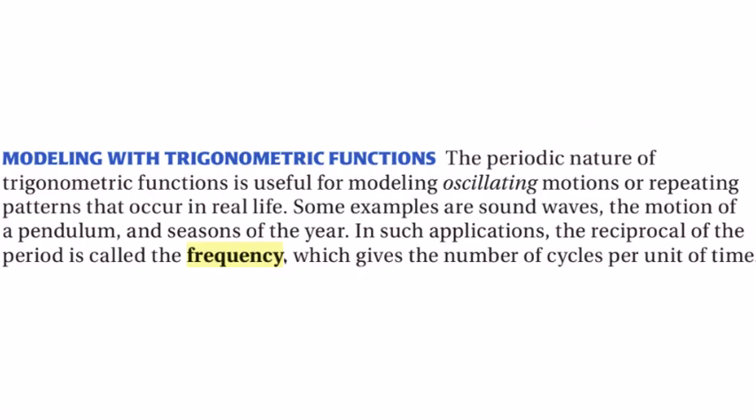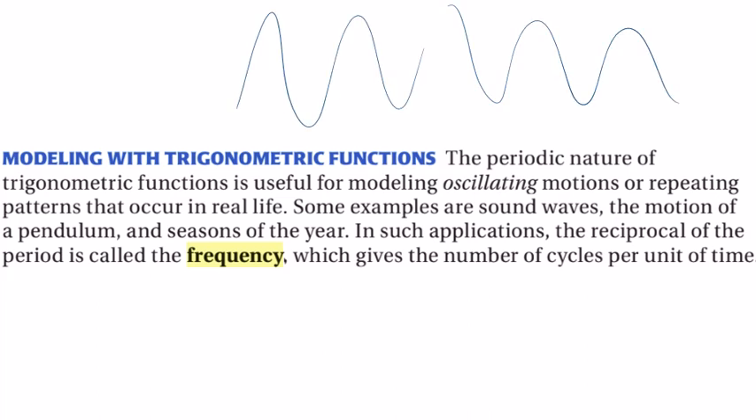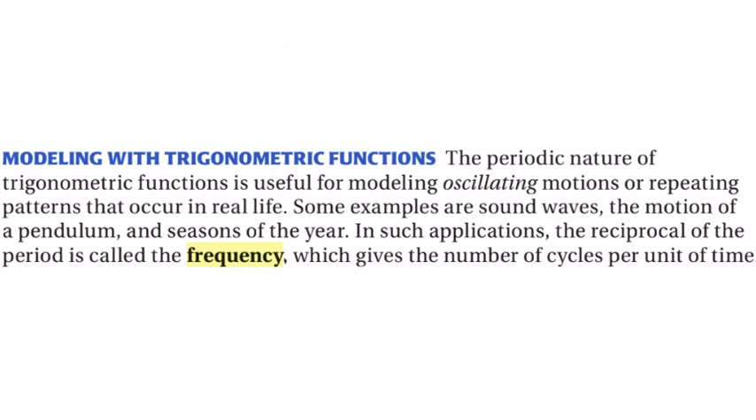Alright, so modeling with trigonometric functions. The periodic nature of trigonometric functions is useful for oscillating motions or repeating patterns. Oscillating means going back and forth, up and down, up and down. Just like a piston would, a piston oscillates. Additional examples are sound waves or a pendulum or the seasons of the year.